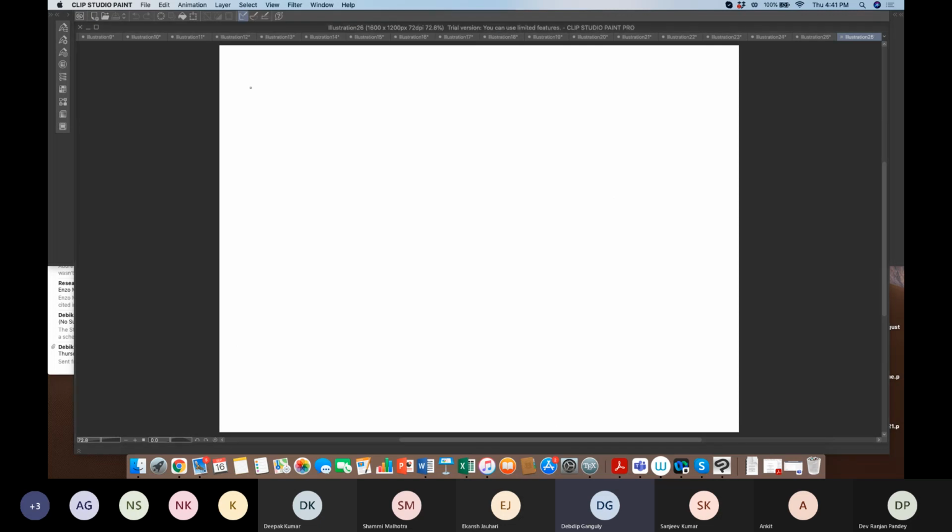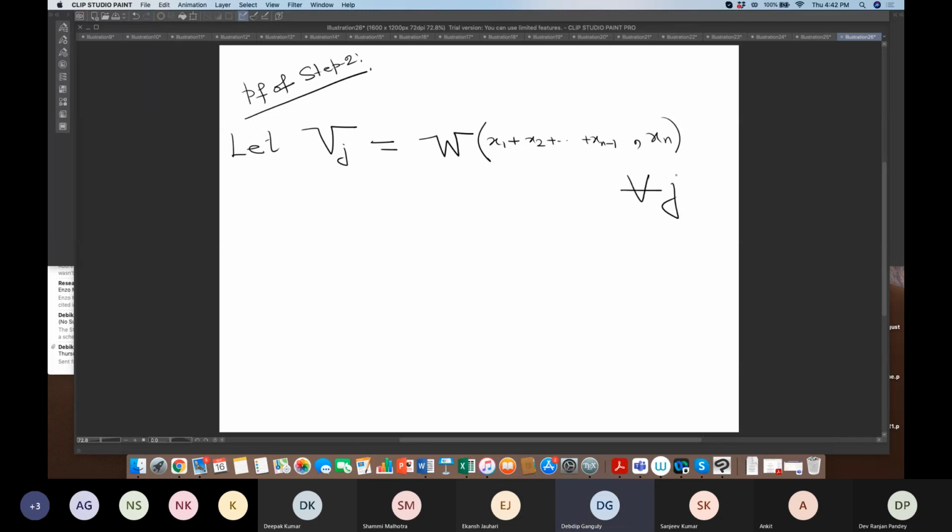Now you tell me why this has a solution. I will prove this step. Proof of step 2. Let, this is a very nice trick. You make Vj a two variable function of X1 plus X2 plus dot dot dot Xn minus 1 comma Xn. For all j, I define Vj of x1, x2, up to xn equal to w of x1 plus x2 plus dot dot dot xn minus 1 comma xn. So this I name the S variable and this I name the T variable.